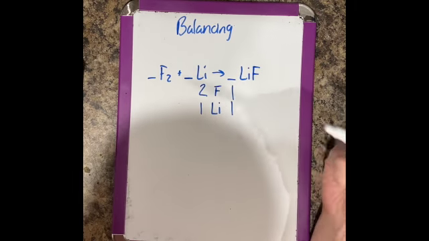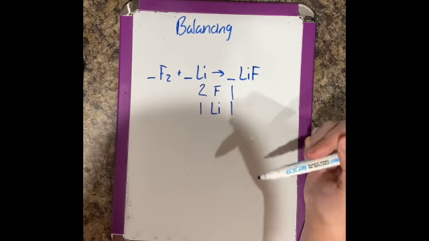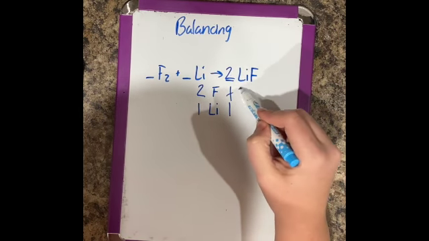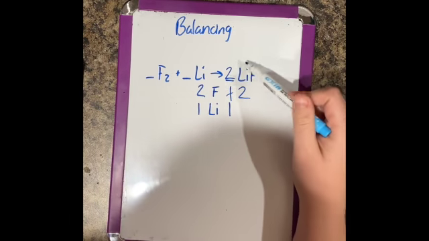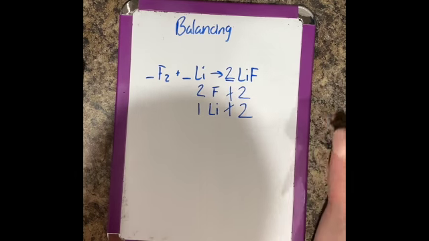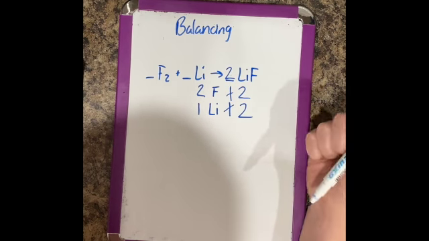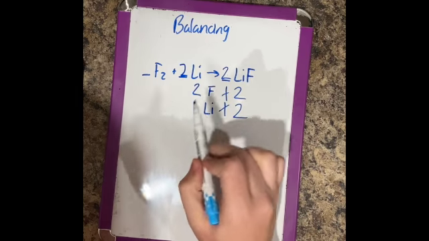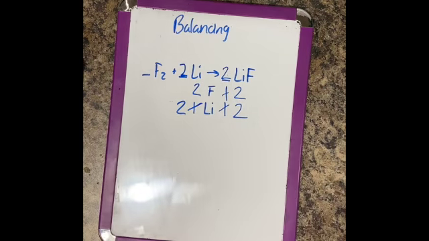So what can we put in this blank? What times 1 will make F 2? Well, if we put a 2 there, that'll make F 2. But that'll also make Li 2 because this 2 goes to both elements. So now Li is not balanced. So what do we need to do on the other side to make Li equal 2? It would be put a 2 in front of Li, and now everything is balanced.